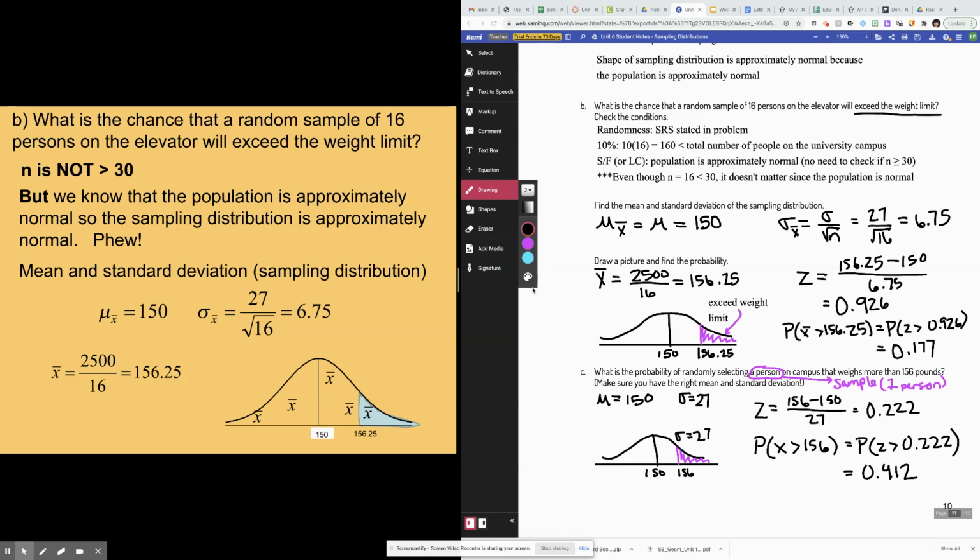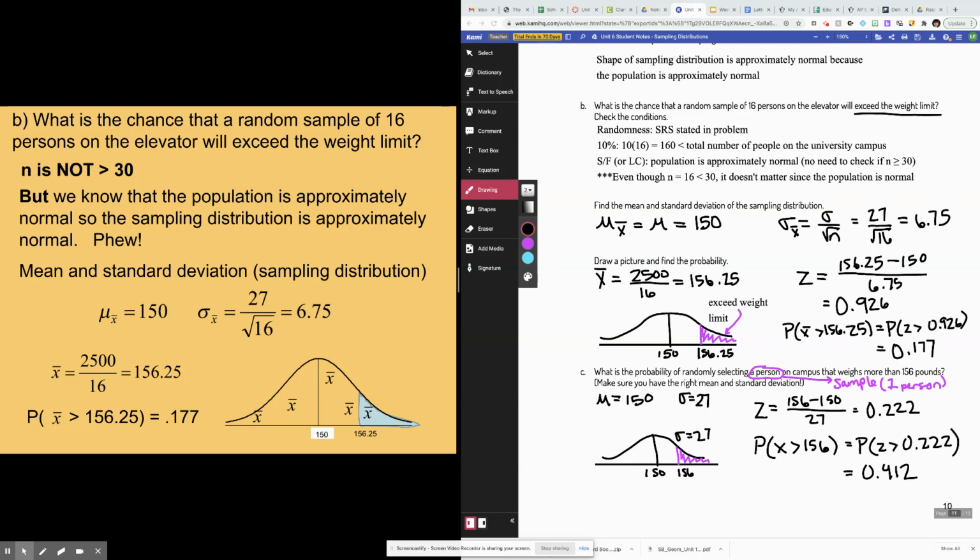Obviously I did not do it on the slide over here, but I did calculate the z-score for you on the right-hand side of the screen. So I got 0.926 when I calculated my z-score. And then I have my probability under there, that what I'm trying to find is the probability that the sample mean is greater than 156.25 pounds, which is the same as the probability that z is greater than 0.926. Now, when you do these types of problems on the AP test, you don't have to write both of those. I just do for you all so that you can see the connection between the two. You could write one or the other. That would be fine, okay?